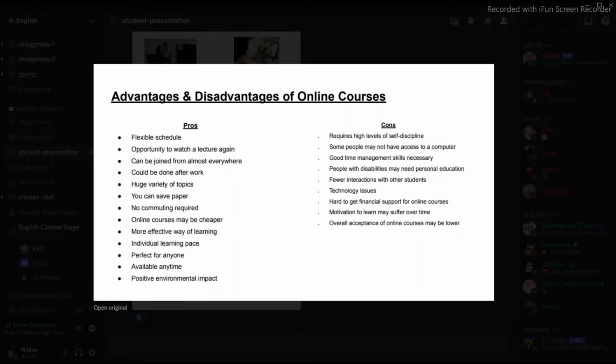The cons, the disadvantages: if you're not in touch with technology or internet or computer, it may be a little bit hard for you. And it requires a high level of self-discipline. You have to trust yourself when you are an e-learner, because you are your own manager here. You are the one who's putting the flow for yourself, so you have to trust yourself that you're gonna succeed no matter what.